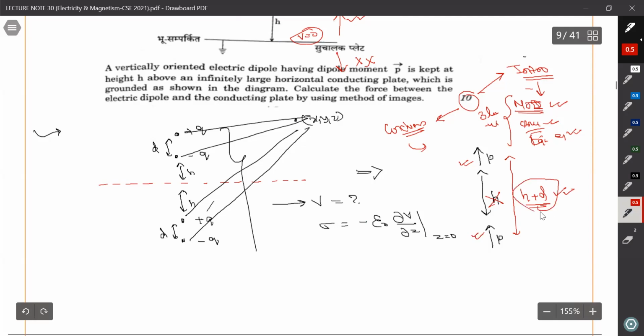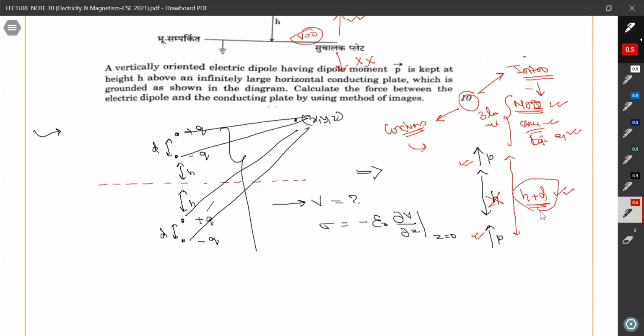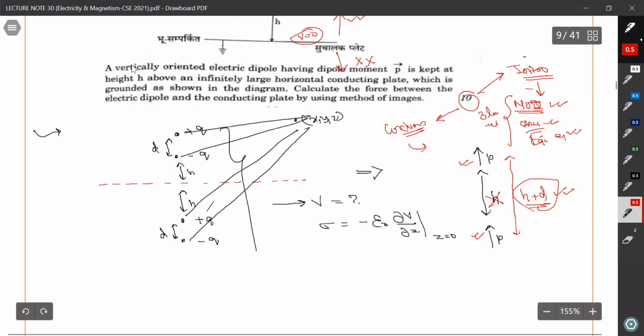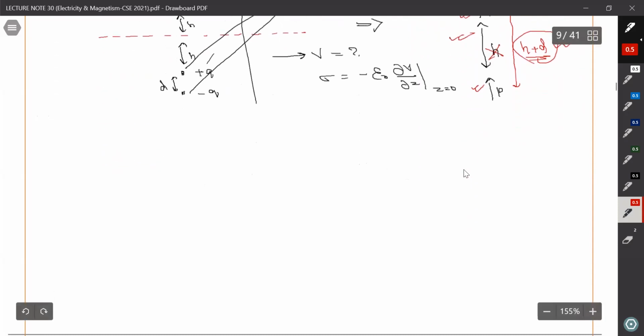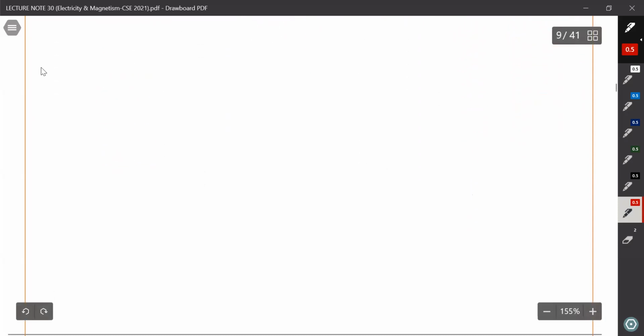So in the coming section, we will study about dipoles and how we can find the interaction between dipoles, right? The main takeaway from the method of images is that we are able to convert this configuration into this configuration, right? This is an easier configuration. Come to one more question, and this is a very important question. This is solved in each and every book.